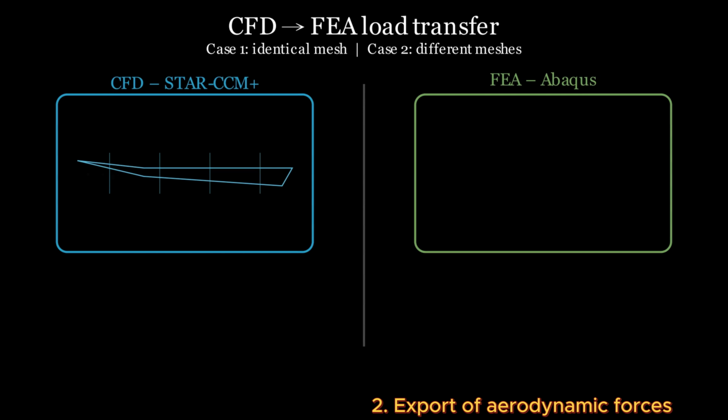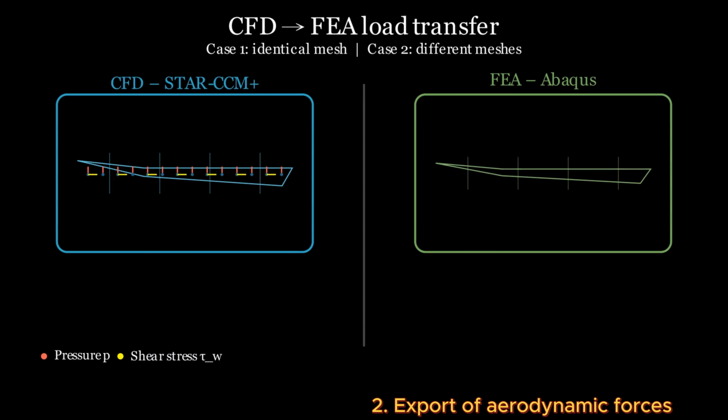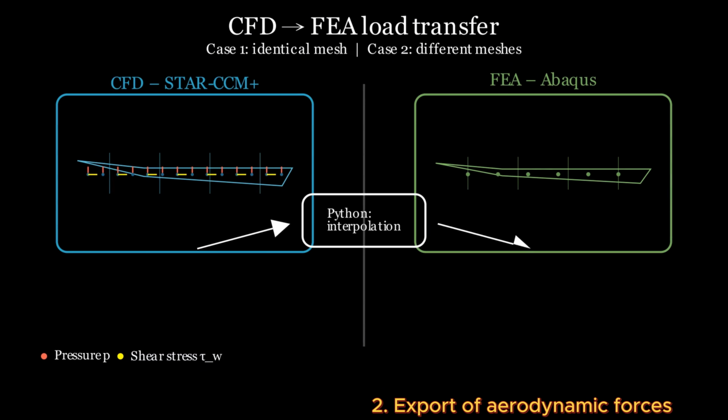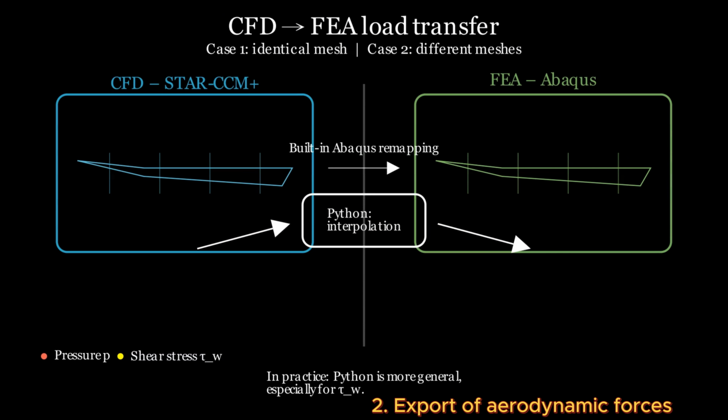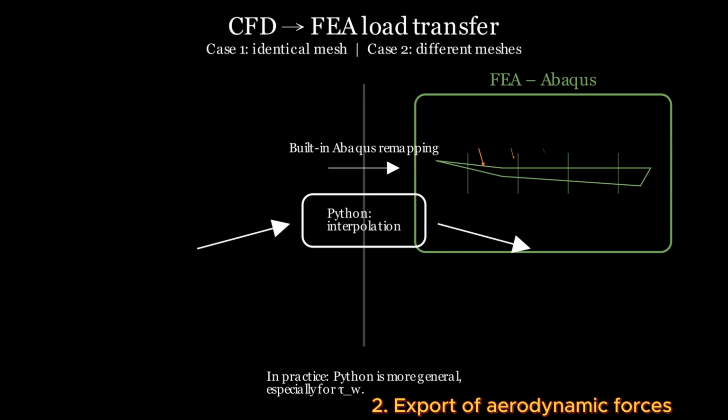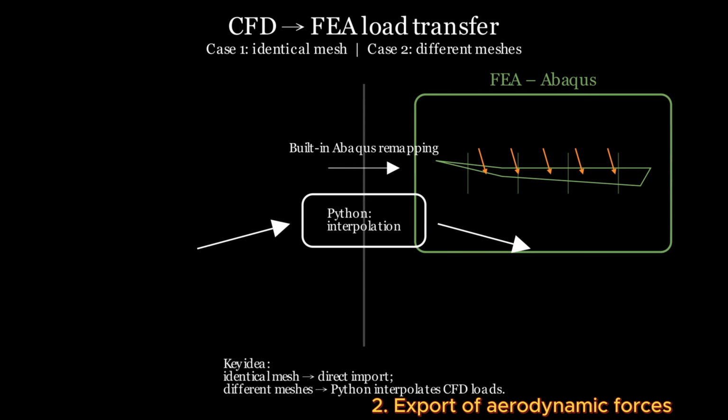However, if the meshes are different, then Python is needed to interpolate and transfer the CFD mesh data onto the FEA mesh. Abaqus does provide built-in tools for mapping reconstructed data, but I'm not certain whether it can correctly read non-scalar fields such as wall shear stress. So in any case, we can always use Python to interpolate both the pressure and shear forces and restructure them into the format required by the structural solver. I will demonstrate this process in a future video.